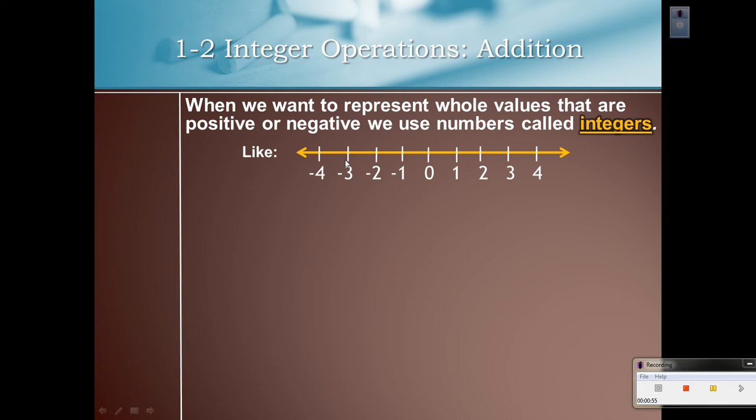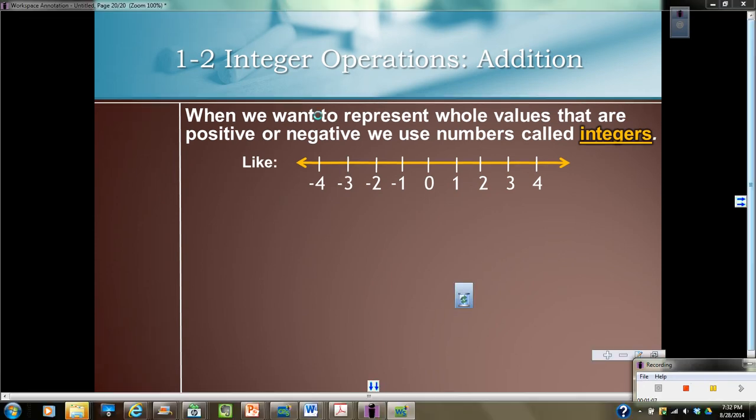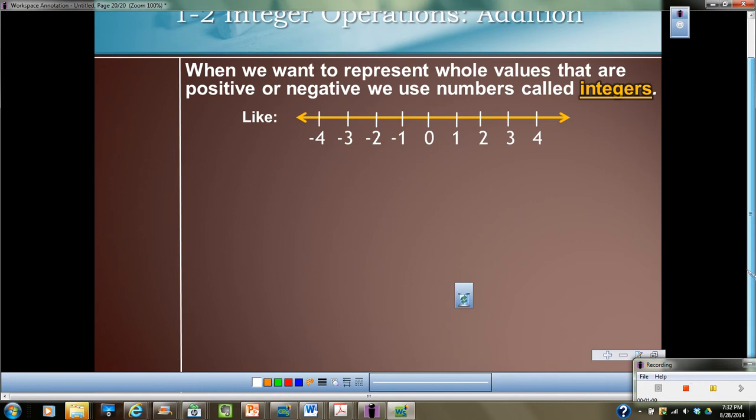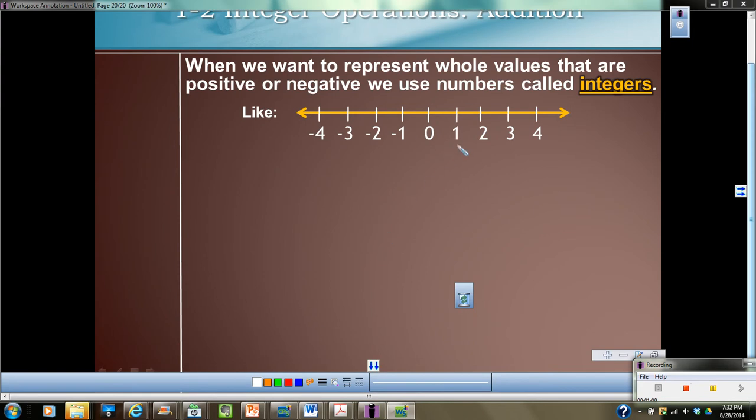All of these whole steps represent integers. Okay? For example, 1 is an example of an integer because it is a whole step. So yes, that's an integer. Okay? -2, that's 2 whole steps backwards. So that's also an integer. They have to be whole values.